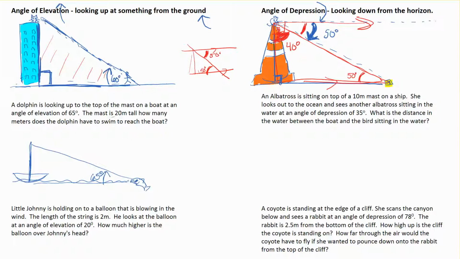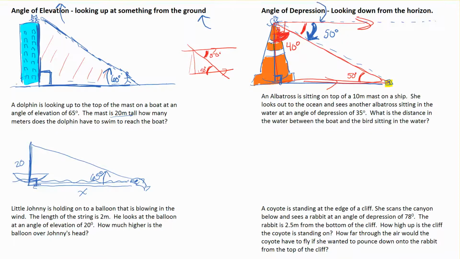And if I know my mast is 20 meters tall, well, let's fill that information in. This length over here is 20 meters. And again, I have my right angle triangle in there. So the question is, how many meters does the dolphin have to swim to reach the boat? That's this distance from the dolphin to the boat. I'm trying to find that side of the triangle.